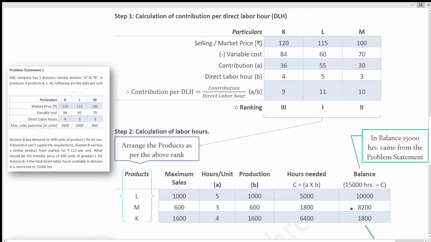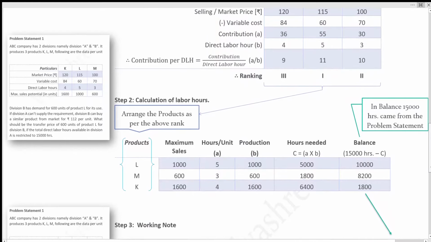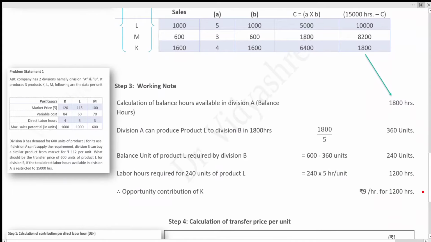Similar way for 8,200 for product K, if you deduct 6,400, the left out balance is 1,800 hours. So after the usage for all the products, the left out hours is 1,800 hours. So this is what we have to take for the next step. That is a third step, a working note. So the same 1800 hours is what we have taken here. So the balance hours is this 1800 hours.